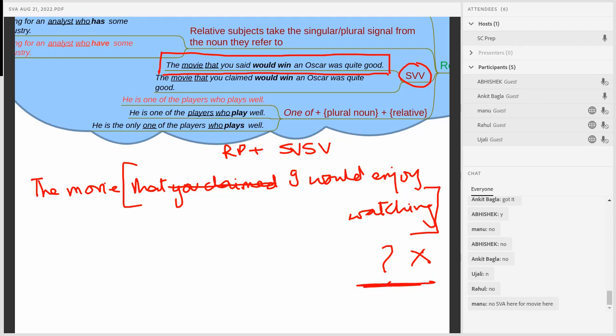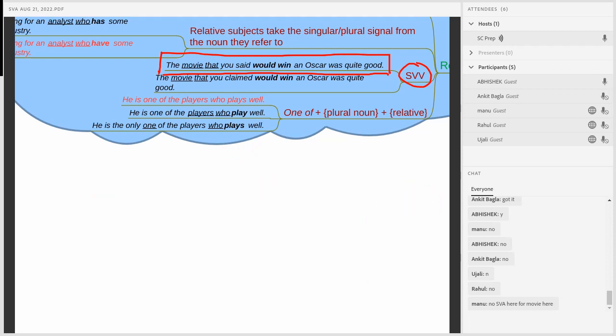Awesome. All right, now we're down to the last point, and this is something that the GMAT has tested multiple times. We're going to make sure we do a good job on this.